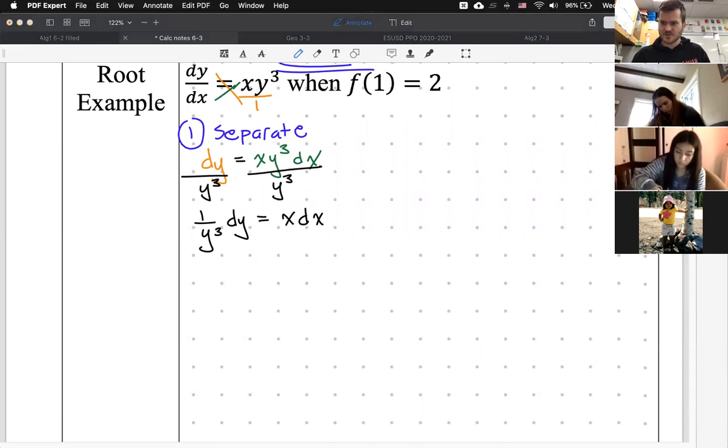We're on to step number 2. Just do it right here. Perfect. Integrate. Oh shoot, I meant to ask you what that is, but I gave it away. Integrate.